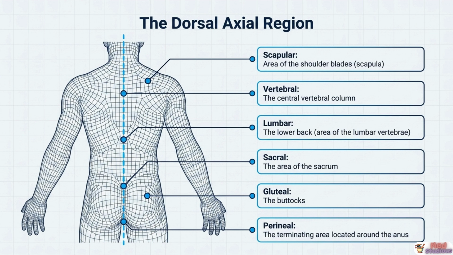The gluteal region is the buttocks, containing the gluteal muscles and the critical sciatic nerve exit point. And the perineal region is the terminating area of the posterior body, located around the anus. Together, these 6 regions form the complete dorsal axial map, covering everything from the shoulder blades to the pelvic floor.